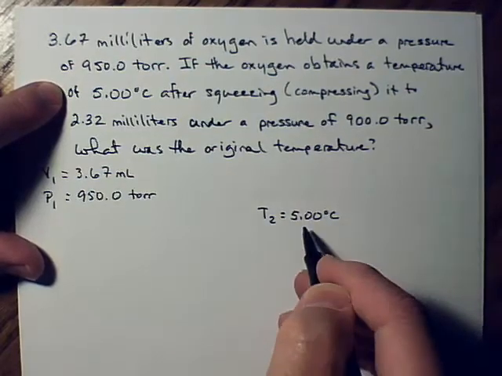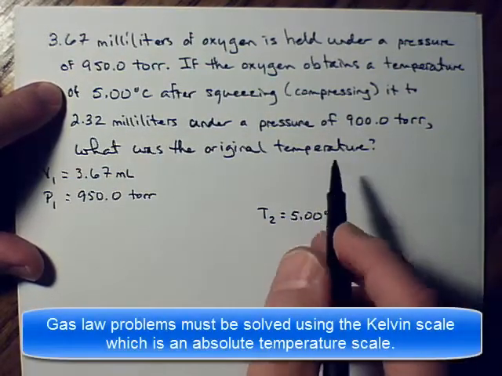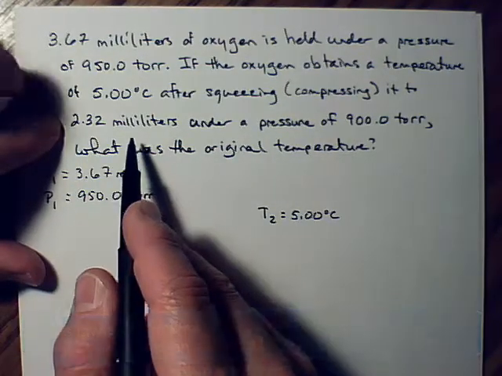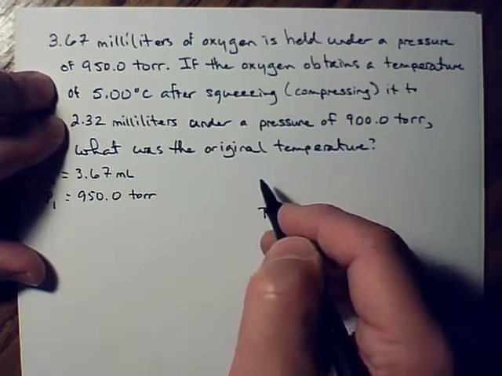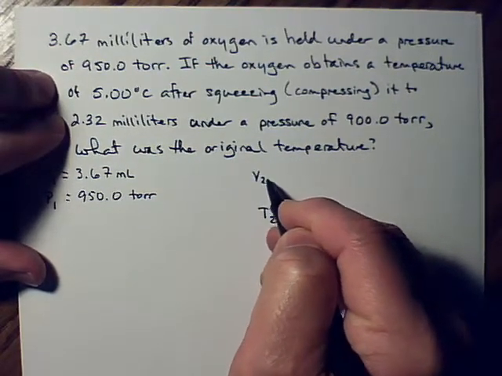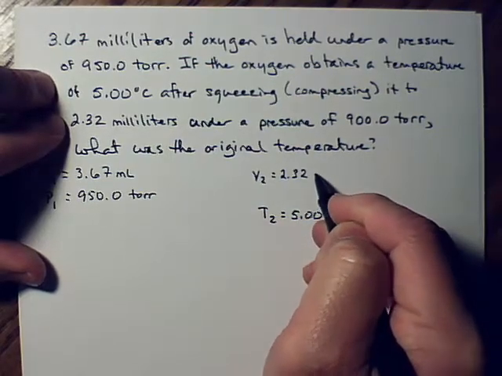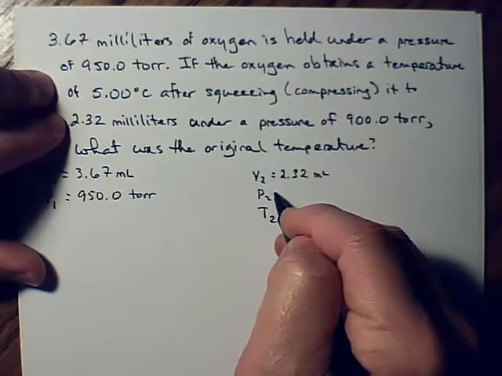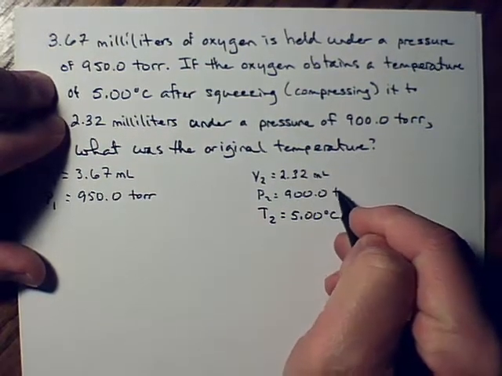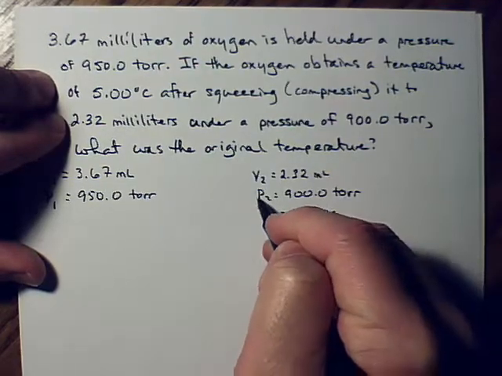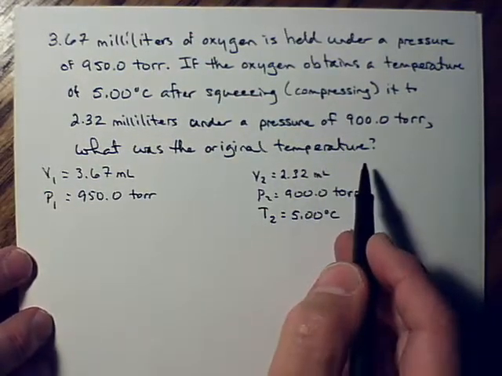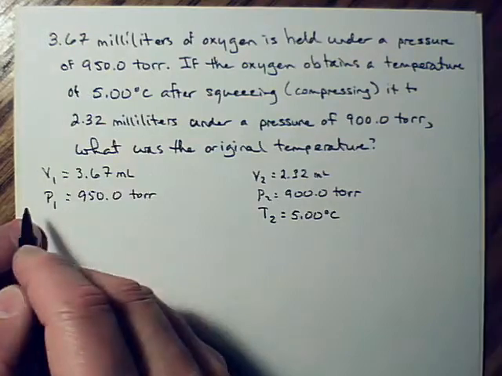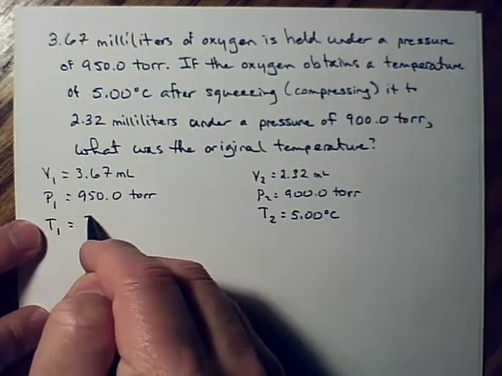5.00 degrees C. I can see I need to change that into Kelvin. I'm compressing it to 2.32 milliliters. So at this second temperature, it has a new volume. That's volume 2, 2.32 milliliters. And it's under a pressure of 900.0 torr, P2. Then it says, what was the original temperature? So it's asking what the temperature was in the beginning when we were first starting. So temperature 1 is what we're trying to find here.